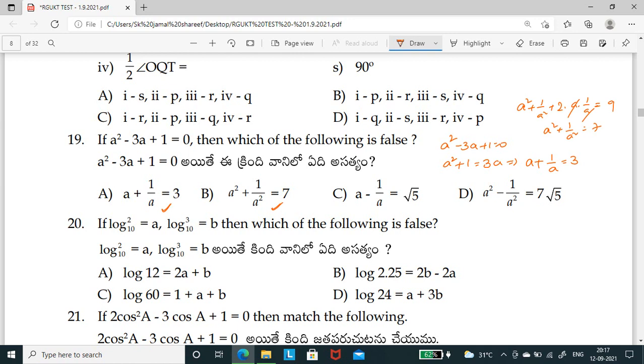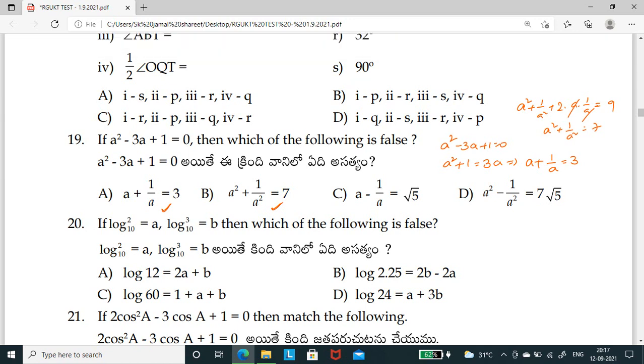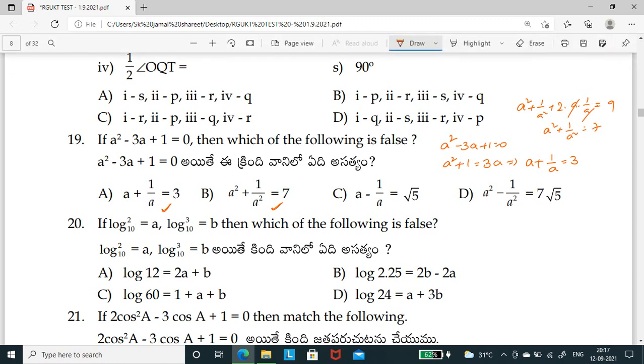Next, moving on to option C, a minus 1 by a. So you need to check for a minus 1 by a. How to check for it? We have a formula: a plus b whole square minus a minus b whole square is equal to 4 times of a into b, right? So using this identity, we can write it.